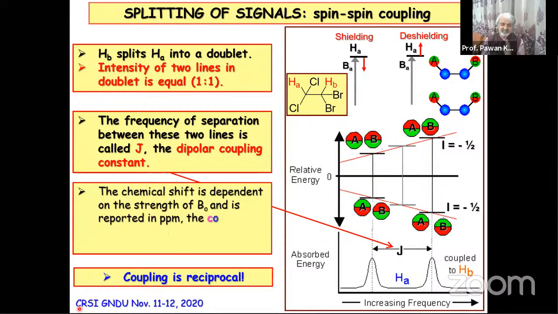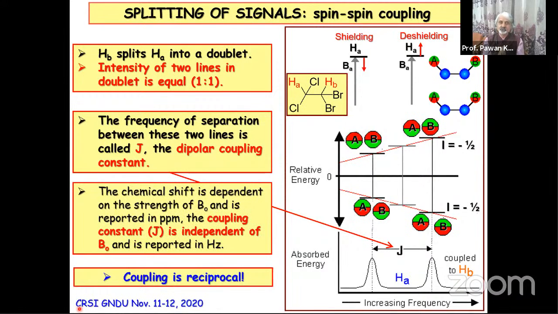So coupling is reciprocal. And I told you that the chemical shift is dependent on the strength of the applied magnetic field, but the coupling constant is independent of the applied magnetic field. Chemical shift is recorded in Hertz, but reported in ppm. But the coupling constant is reported in Hertz. It is never reported in ppm. Please remember, chemical shift is basically measured in Hertz, but it is converted by a semi-empirical relationship into ppm. But the coupling constant is always reported only in Hertz.